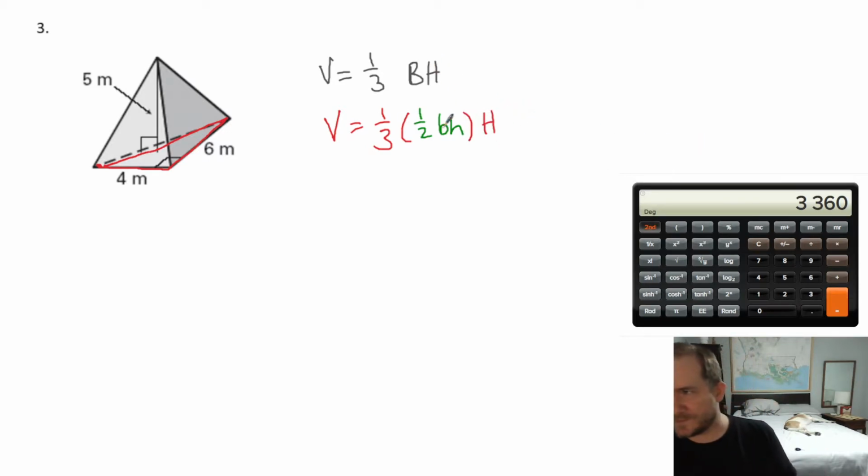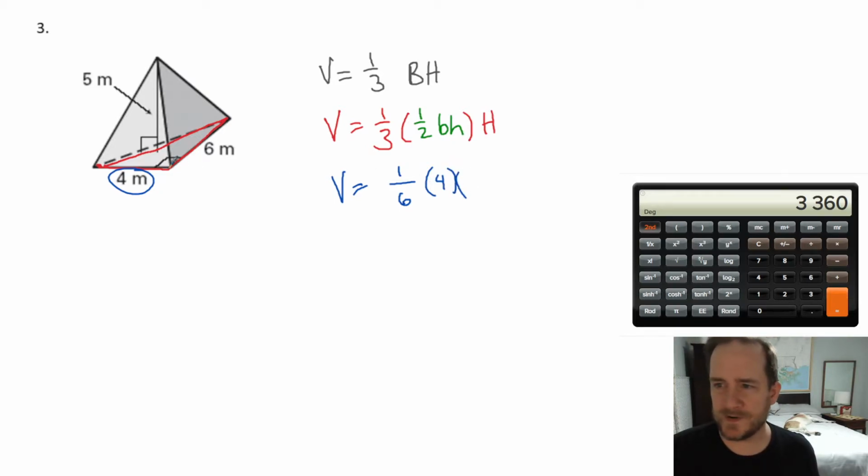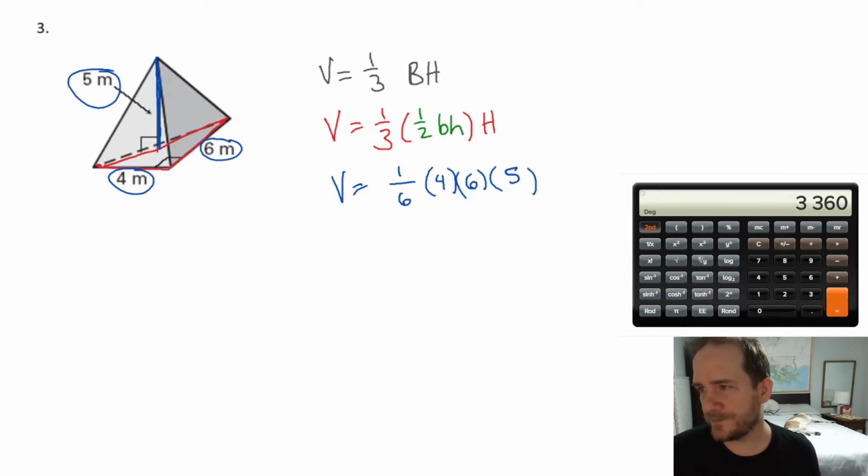And of course, you still have to multiply by the height of the pyramid. So let's substitute in. Something I like to do, you don't have to, but I am going to go ahead and just combine 1/3 with 1/2. We're multiplying them, so we would get 1/6. Then the base of our triangle is going to be this 4. The height of our triangle is going to be the 6. And the height of the whole pyramid is that vertical dimension here. That's 5. So in goes 5.